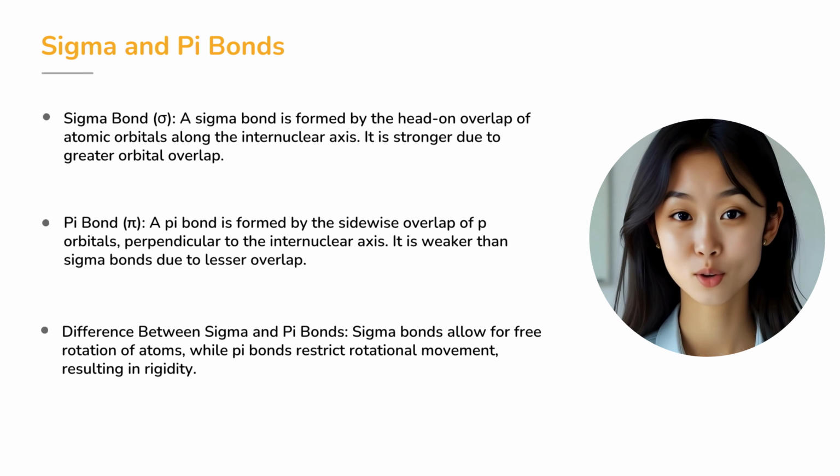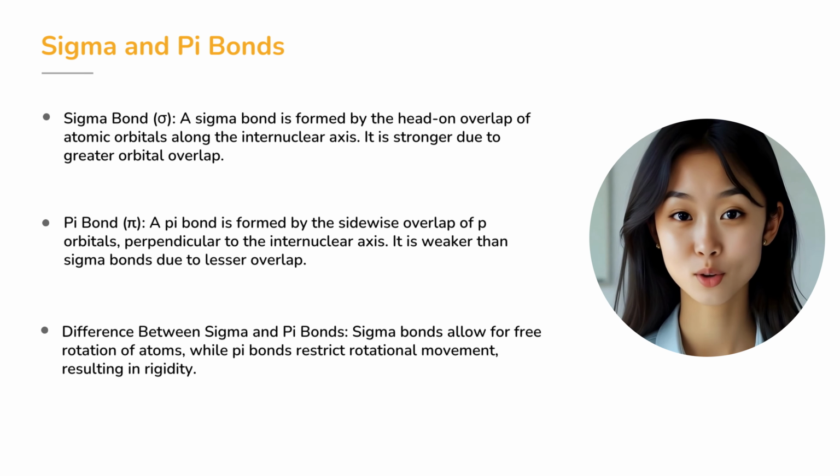Pi bonds, on the other hand, form when atomic orbitals overlap side by side, above and below the internuclear axis. This type of bond is weaker than sigma bonds because the overlap is less extensive. You'll find pi bonds in double and triple bonds, like in the molecule of ethene, C2H4. In this case, the sigma bond forms first, and then the pi bond forms from the side-by-side overlap of p orbitals. So, whenever atoms form a bond, you have to consider whether it's a sigma or pi bond, as this will affect the molecule's stability, strength, and even its ability to rotate around the bond.